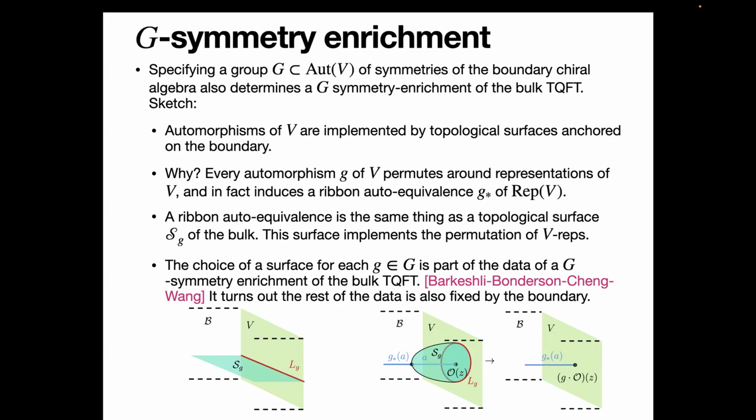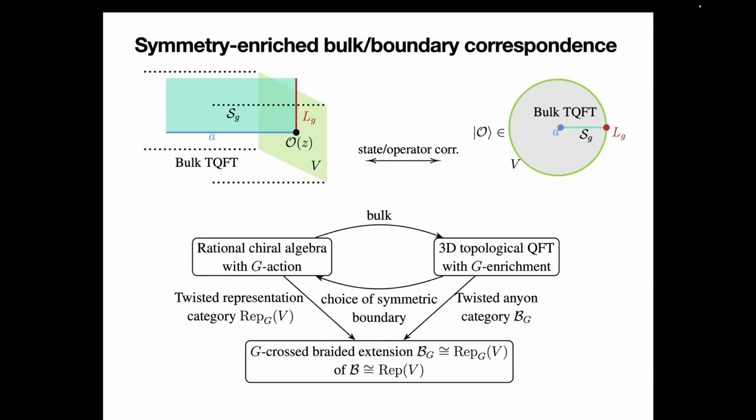Okay, so there's much more data that you need to specify G enrichment, but it turns out that the rest of the data is also completely fixed by the boundary. And so we have an analogous diagram here where you again have a symmetry enriched bulk boundary correspondence, which again has a mathematically sharp avatar that goes through G crossed braided tensor categories. The statement is that starting from the bulk, you can extract this category of twisted anyons, that is anyons that live on the boundary of this bulk topological surface, or these bulk topological surfaces. And you can reconstruct that same category purely from the boundary by considering twisted representations.